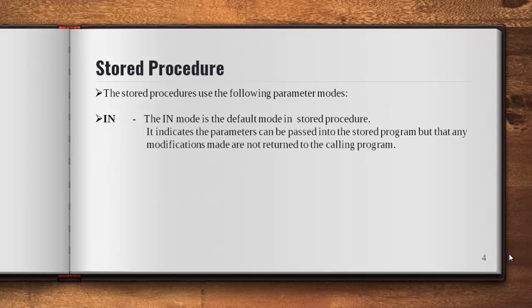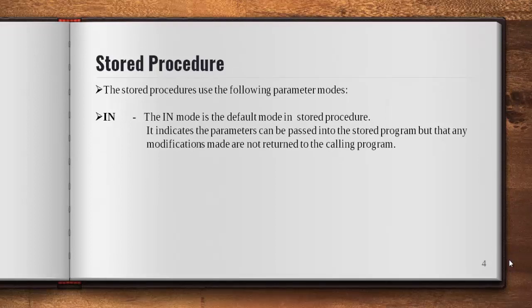Next, it indicates the parameters can be passed into the stored program, but any modifications made are not returned to the calling program. In short, we have learned about call by value in our previous years in C and C++. Call by value means whatever changes are made to the formal parameters, the actual parameters will not get affected. In the same manner here also we use the mode in. So whatever changes you make in the called procedure will not affect the parameters present in the calling procedure. When I show you a practical example, you'll automatically understand it.